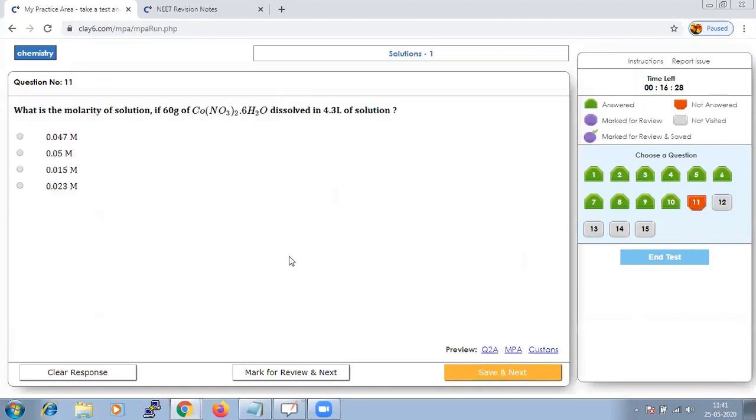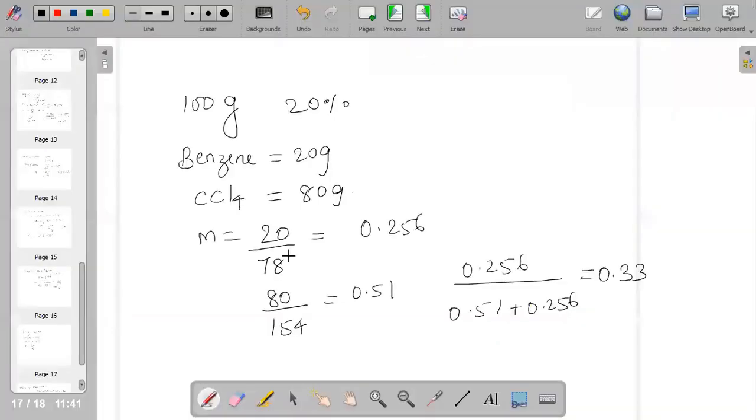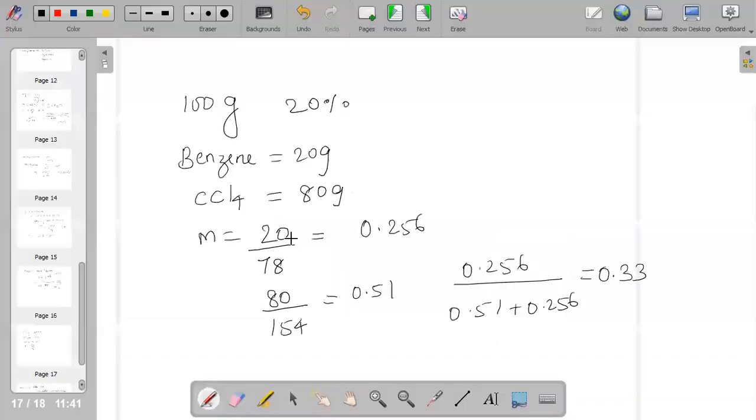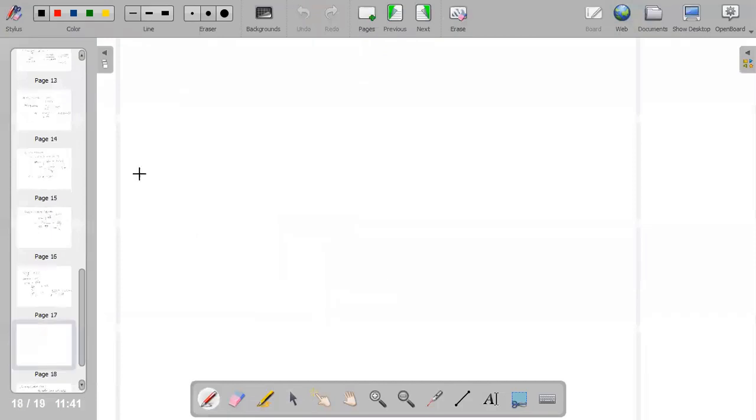What is the molarity of the solution if 60 gram of this is dissolved in 4.3 liter of solution? So again we have to calculate the molarity. Molarity is nothing but moles of the solute by volume of the solution. So the given volume, they have given us, is 4.3 liter.